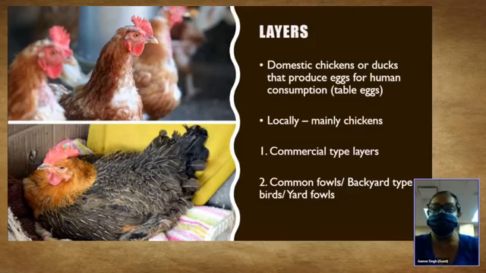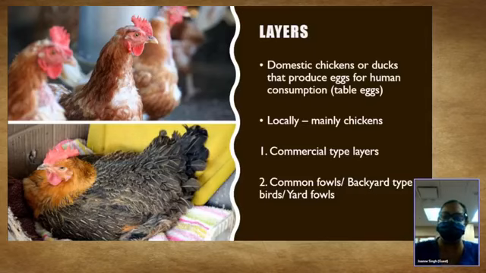Okay, so layers. What are layers? They are domestic chickens or ducks that produce eggs for human consumption. But in Trinidad, we don't really have much duck eggs being consumed. It's mainly chickens. And we have two major types of layers: commercial type layers, and the common fowl backyard type birds, which people are familiar with and is known as yard fowls.